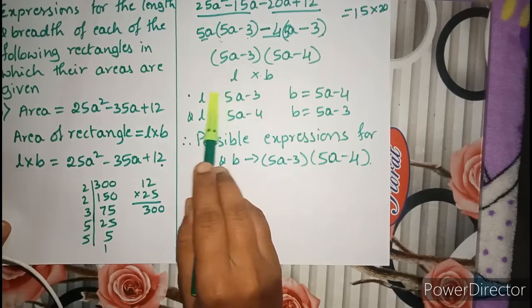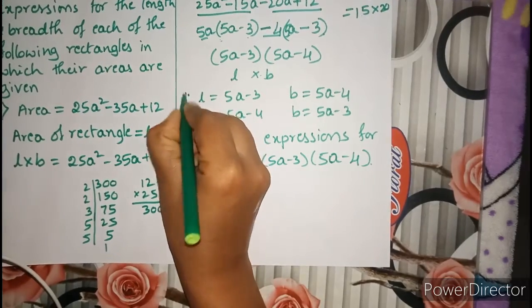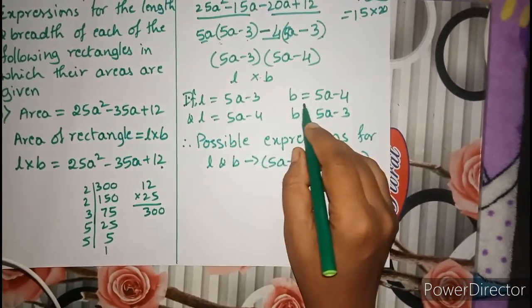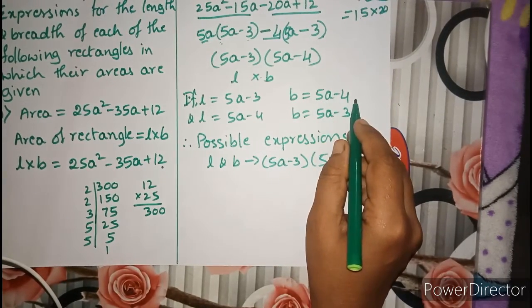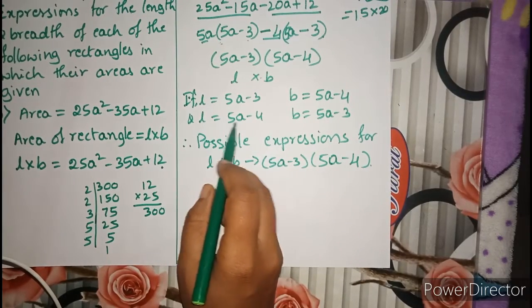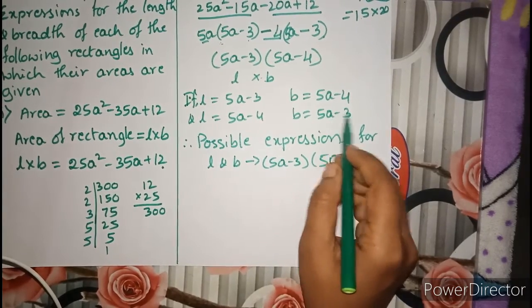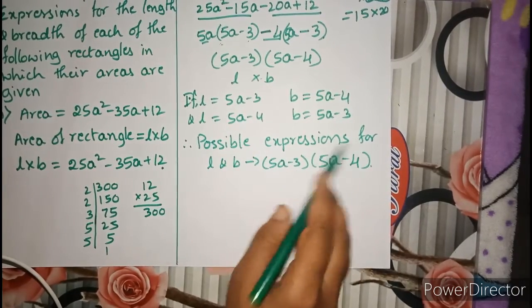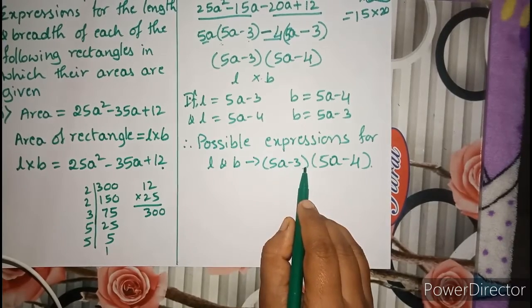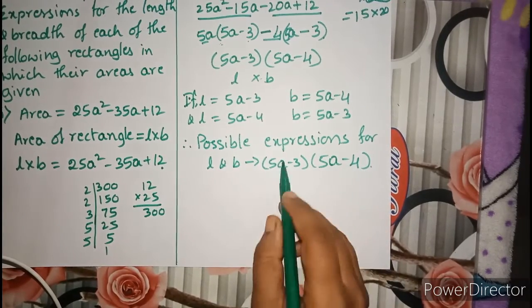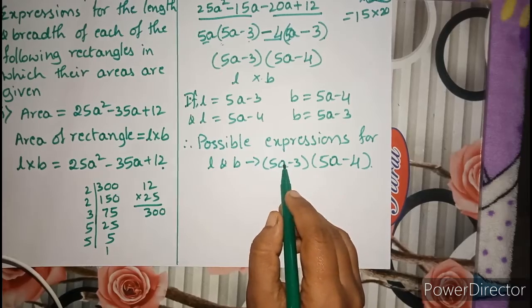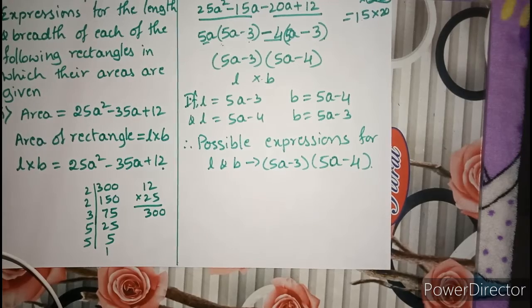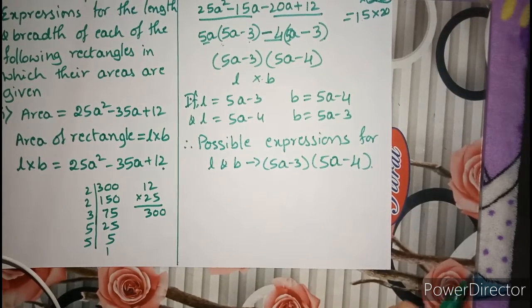If length is 5a minus 3, then breadth becomes 5a minus 4. And if length is 5a minus 4, then breadth becomes 5a minus 3. So possible expressions for length and breadth are 5a minus 3 and 5a minus 4. These factors are the possible expressions for length and breadth. And this is the solution.